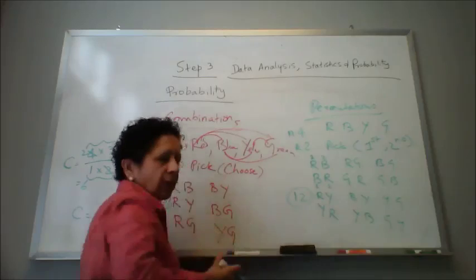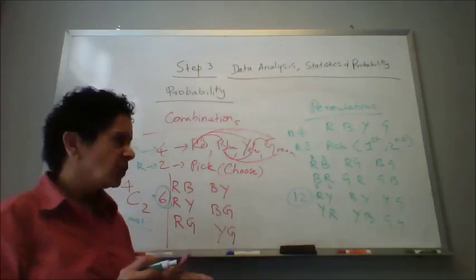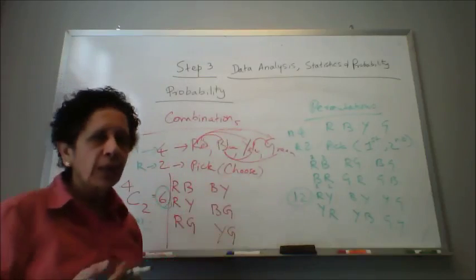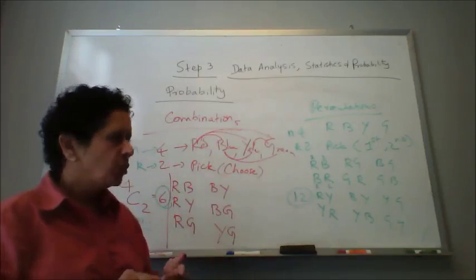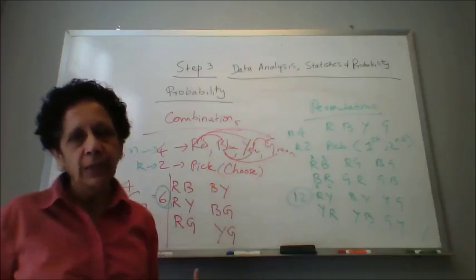So that's the formula. You don't need to write down all possible things. If there's a small problem like this 4 and 2, you can write it down. But if n is big, you won't be able to write it down. Then you can use the formula and compute that.